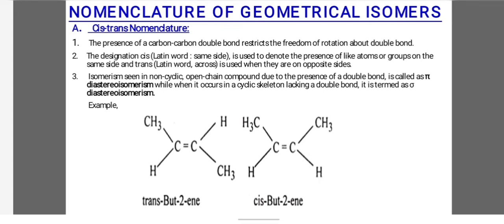So let's talk about the cis-trans nomenclature. Basically, the presence of a carbon-carbon double bond restricts the freedom of rotation around the double bond. Cis denotes the presence of like atoms or groups on the same side, while trans denotes that they are on opposite sides. Cis and trans nomenclature will not be possible if one of the two carbon atoms forming the double bond carries identical groups. The only requirement for geometric isomerism is that the substituents on each carbon are different. When the four groups on the double-bonded carbons are all different, some prefix is added in the cis and trans nomenclature.